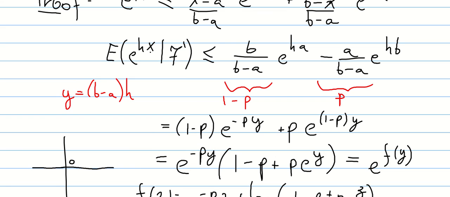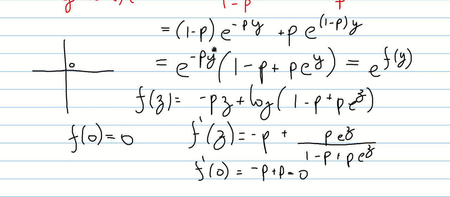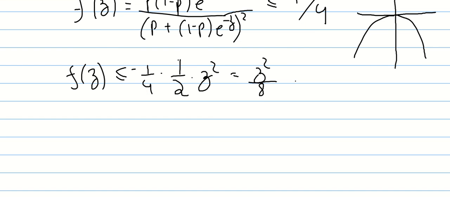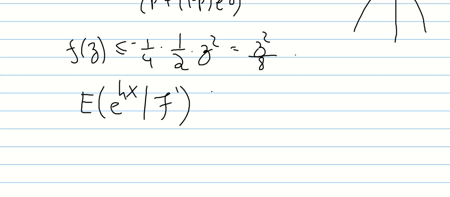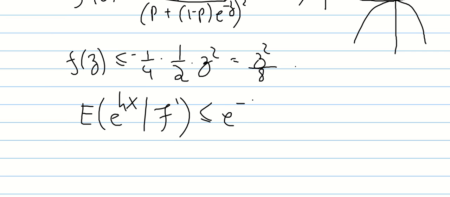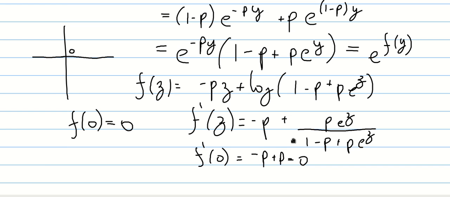So here, the conditional expectation is bounded by e to the f. Sorry, here is a minus that I forgot. So the conditional expectation of e to the hx is bounded by e to the minus f of y, we had f of y here. So this is smaller or equal than e to the minus y squared over 8. So we have to recall what y is.